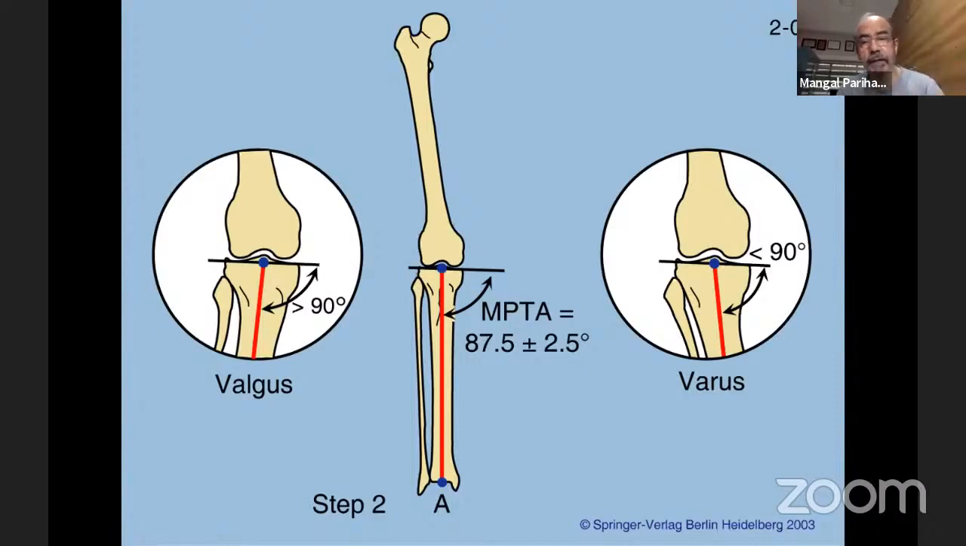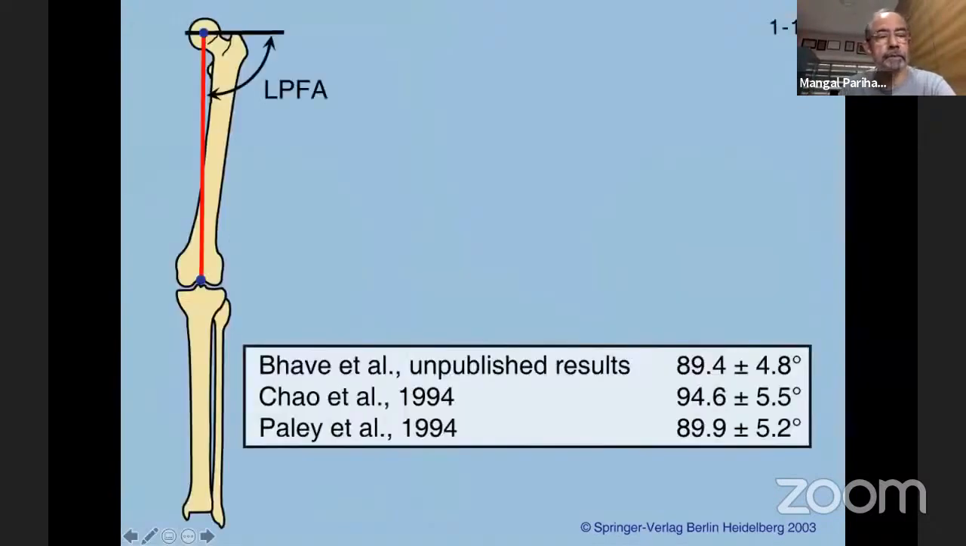Now we're not talking about the entire limb. So there are other angles which are not directly relevant to a high tibial osteotomy, but they are also important, because even an abnormal LPFA, or the lateral proximal femoral angle.